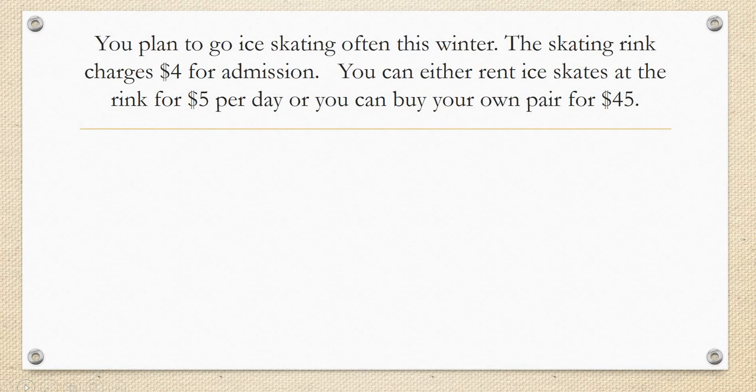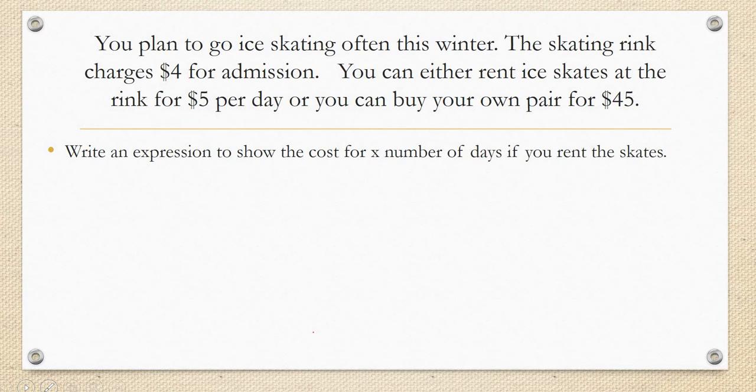Alright, let's look at another one where we're going to set up another kind of inequality. You plan to go ice skating often this winter. The skating rink charges $4 for admission. Now that's every time you come to skate, $4 per time. You can either rent ice skates at the rink for $5 per day, or you can buy your own pair for $45.